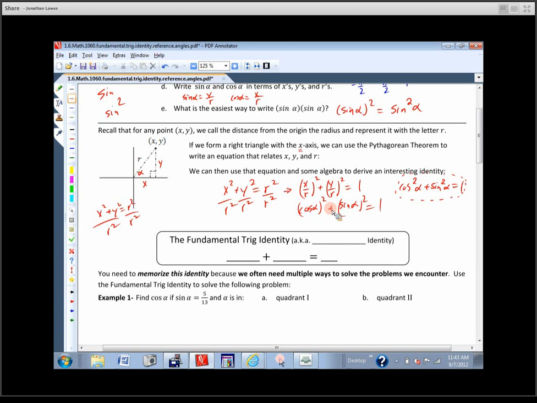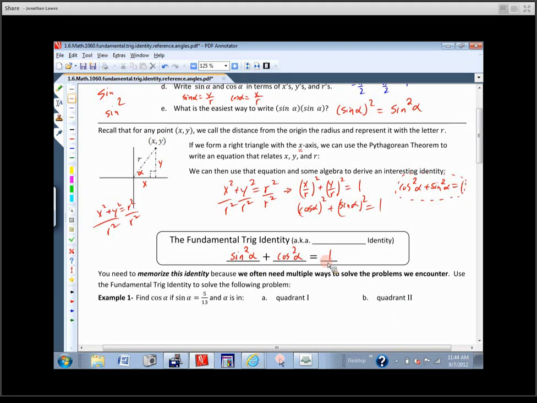We normally say sine first. So if you ever see this, it's going to be written like this. So this is the fundamental trig identity: sine squared alpha plus cosine squared alpha equals 1.